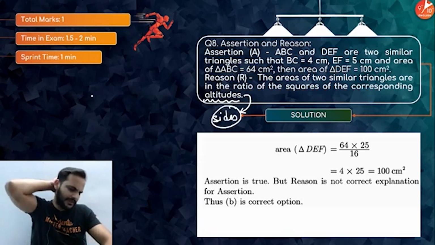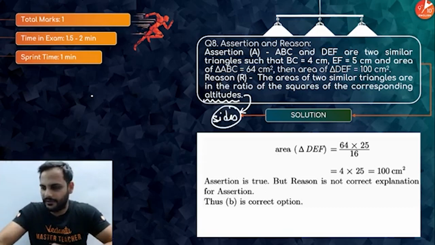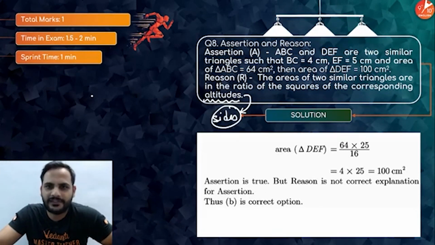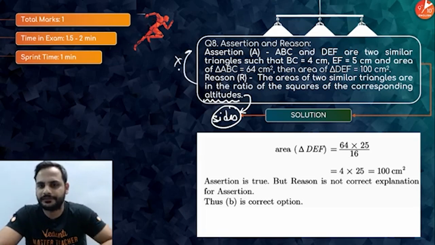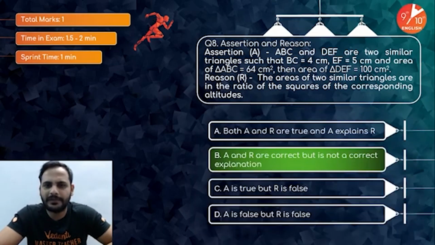That is actually correct, because although we know that the ratio of sides is equal to the ratio of the altitudes, in the question I have used the ratio of sides, not the ratio of altitudes. I will say not the correct explanation. B will be the correct answer. Both the statements are correct, but not the correct explanation. Are you getting my point?